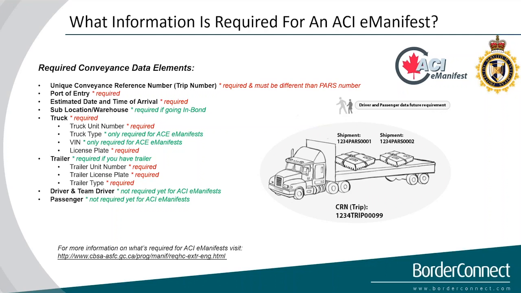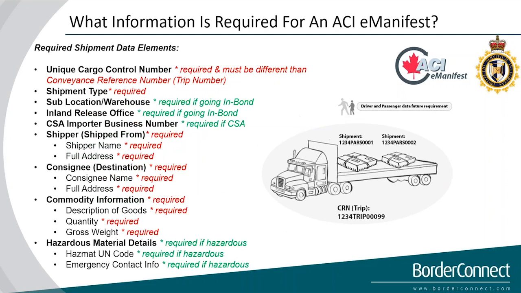For the shipment data for ACI, you're going to need, obviously, a unique cargo control number, also known as a PARS. It's required, and as I mentioned on the conveyance page, it must be different than any existing trip number and any existing PARS number. So make sure it's unique. The shipment type is also required, and the sublocation warehouse field is also going to be seen on the shipment portion, and it will be required if it's going in bond, as well as the inland release office. That will also be a field that you will need to process your ACI e-manifest if it's going in bond.